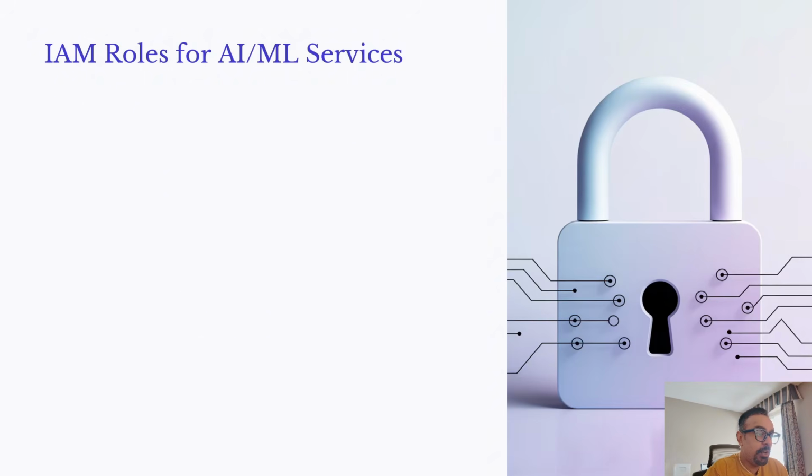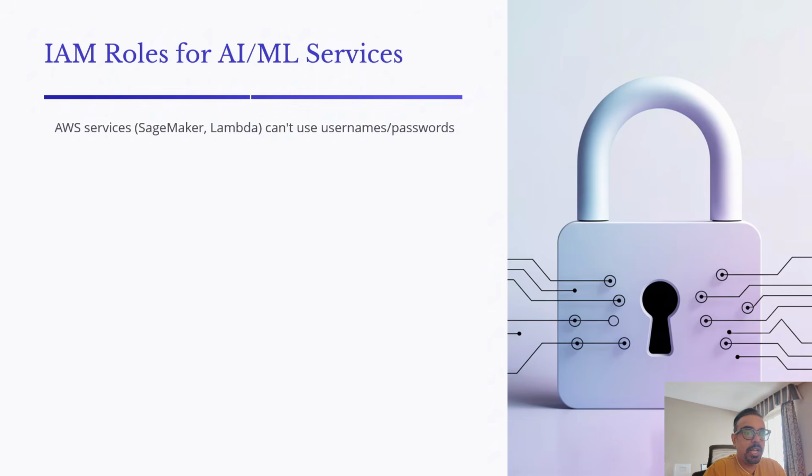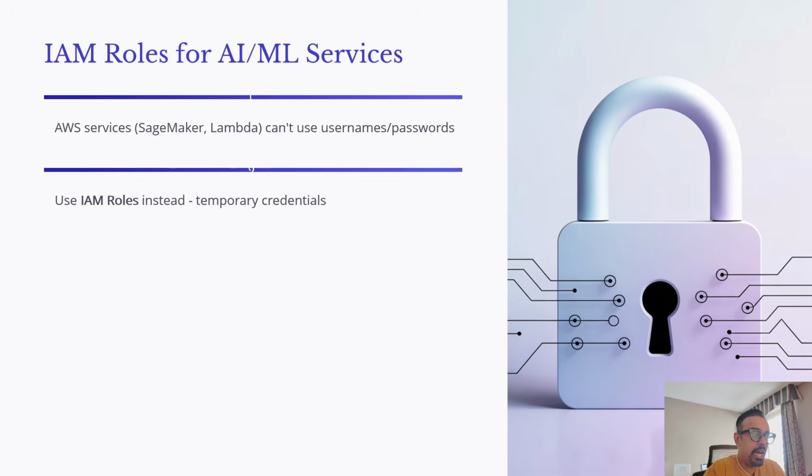Now, IAM roles are essential for AI/ML services. Let's understand why services use roles instead of traditional credentials and how this works in real practice. So AWS services like SageMaker and Lambda can't use usernames and passwords. Services don't log in like us as humans. They need a different authentication mechanism that's secure, temporary, and doesn't require managing static credentials. Use IAM roles instead with temporary credentials.